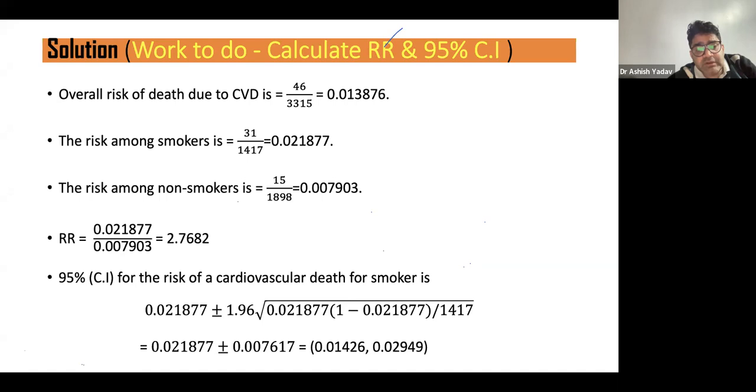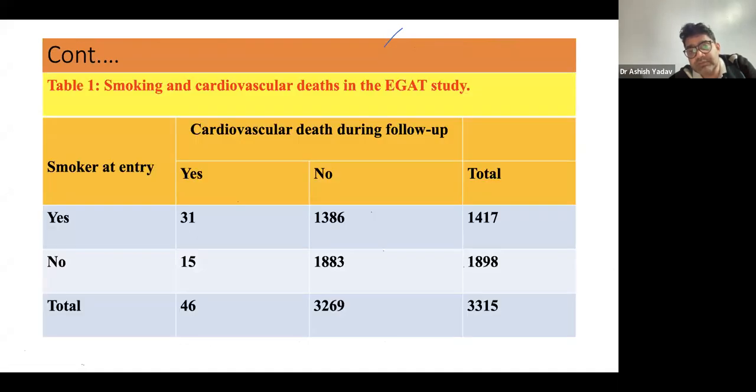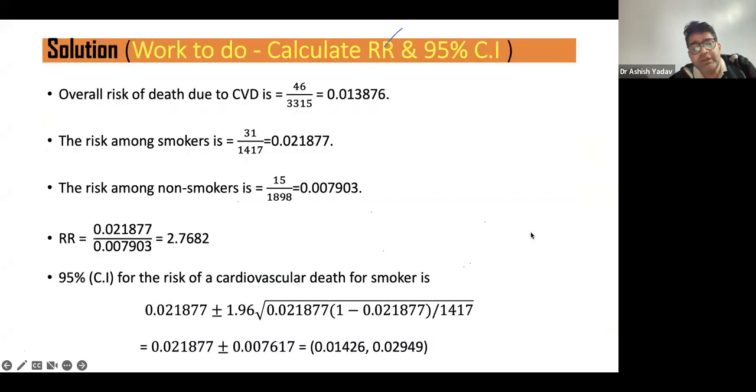Okay. Now we have to calculate the 95% confidence interval. So the 95% confidence interval for the risk of cardiovascular death for the smoker group. So it is the point estimate for R, not RR. So it's 0.0281. This is the point estimate plus minus 1.96 standard error. Standard error, as I have told, is the square root of R, which is 0.02817, times 1 minus R, divided by your number of observations, which is 1417, the row total. Similarly, you can calculate it for your non-smokers also.